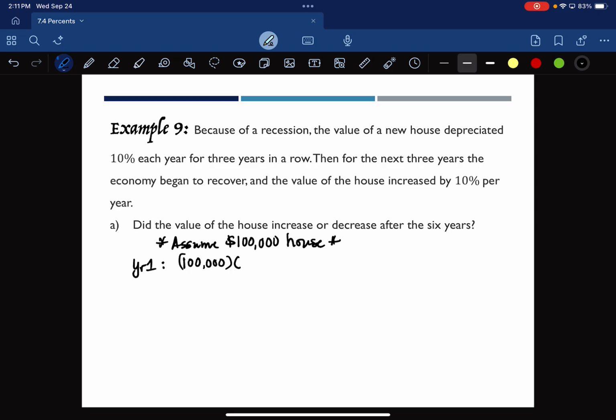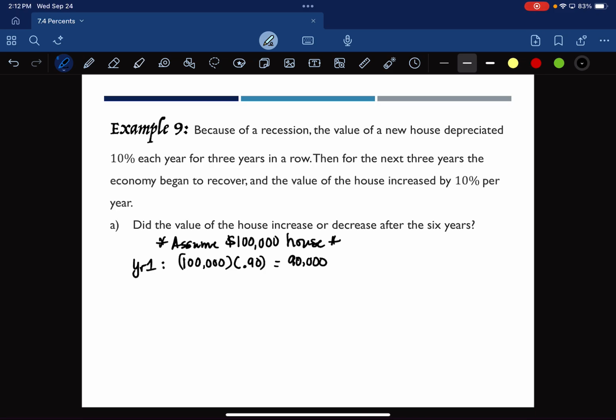Okay, so 90% as a decimal is 0.90. So it lost 10%, it keeps 90%, so I'm going to use 0.90. Does that make sense? Now, yes, you could find the 10% and subtract it, but I'm trying to do it all in one step, which makes it nice and friendly for our work. So what is 100,000 times 0.90? Close. 90,000. Yeah. So we've got $90,000.